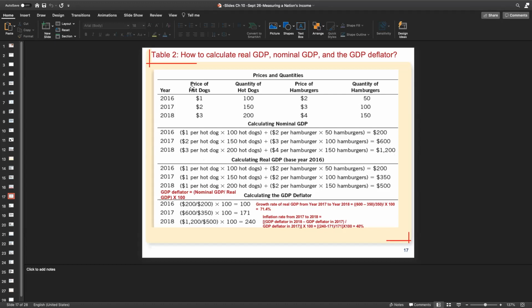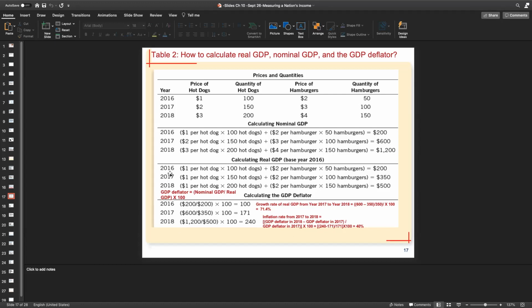As you can see, over the years, the price of hot dogs has increased. That's the usual case, right? And also the quantity has increased. The same thing for the price and quantity of hamburgers. So it's very difficult to say what percentage of the increase in GDP in 2018 was related to the price and what percentage was related to the quantity. So calculating the real GDP helps us to understand what the real increase in the GDP was.